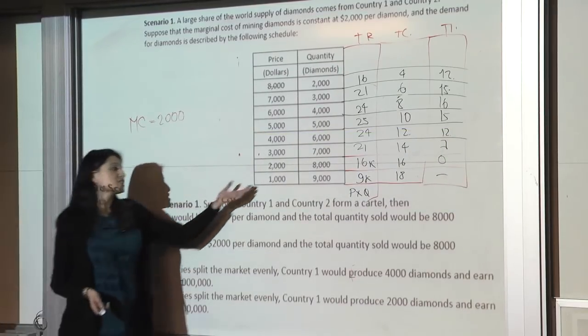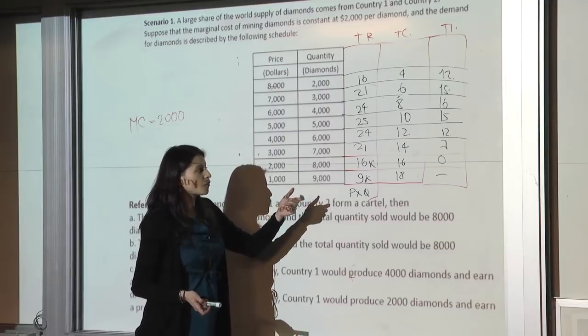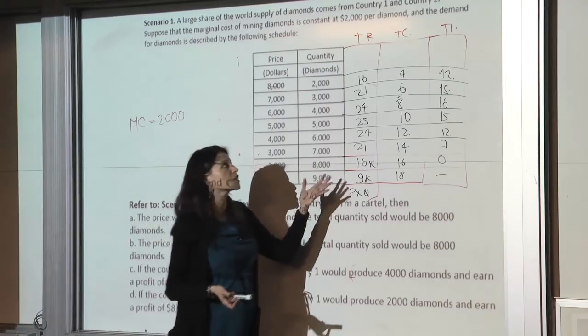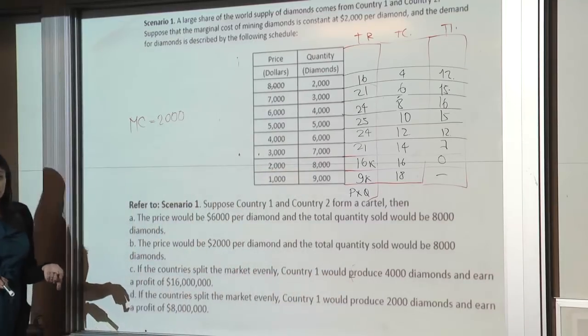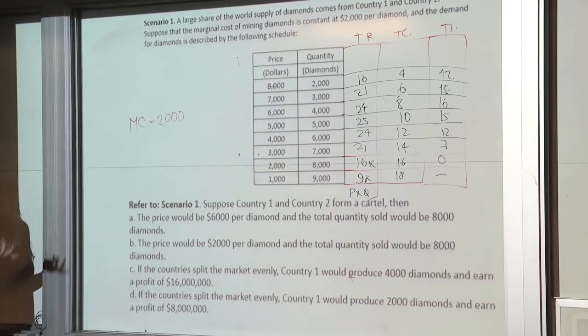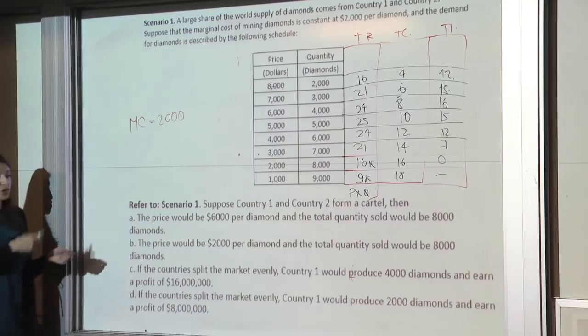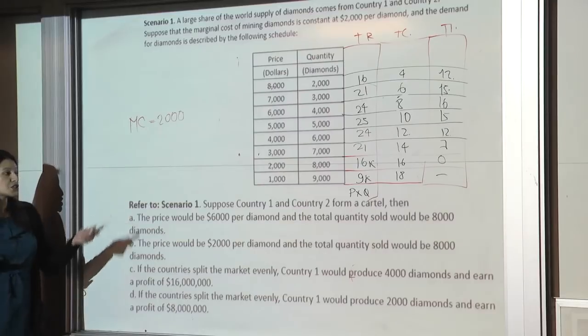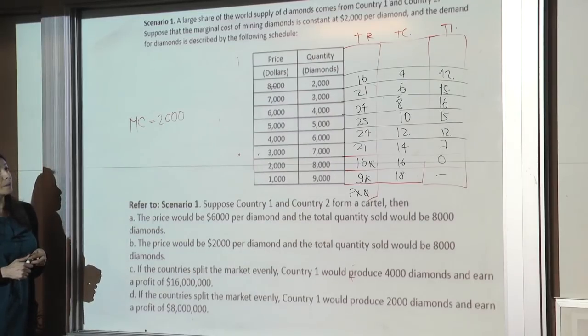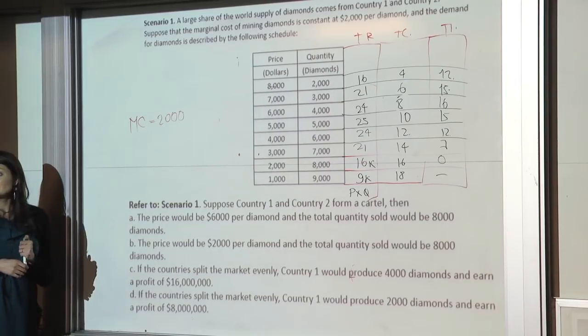sometimes they give you this, which requires more work because you have to calculate the profits. Sometimes they give you the profits. So you just have to find the highest profits because the cartel acts like a monopoly, maximizes profits, and then you just divide the quantities and the profit in each one of the participants of the cartel. Okay? Clear?